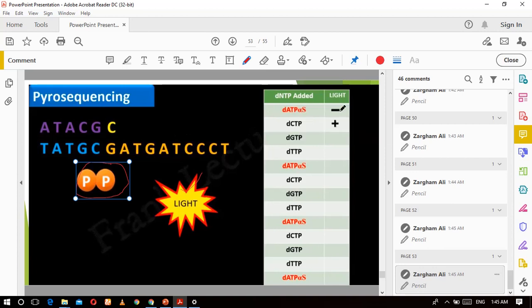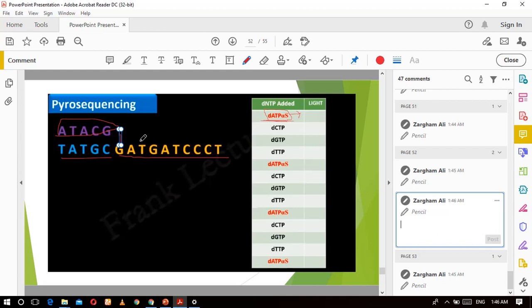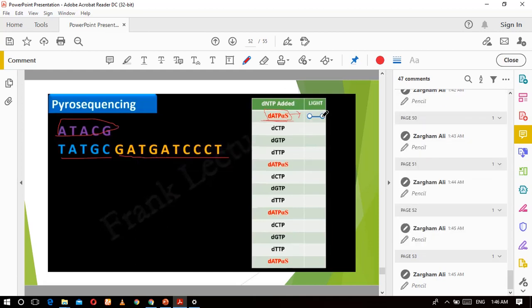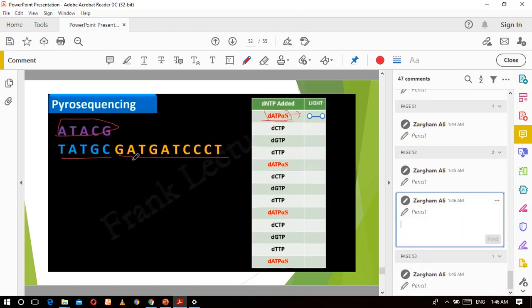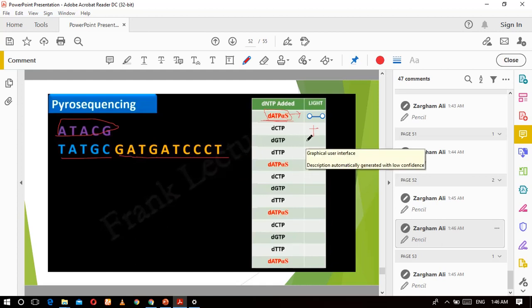This means that G can't pair with A, so the outcome is negative. But G can pair with C, so the outcome will be positive. And it can't pair with A again. G can't pair with A, it's negative.